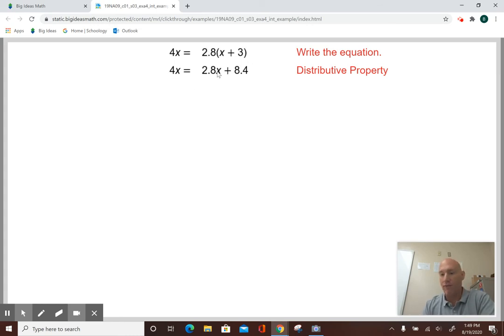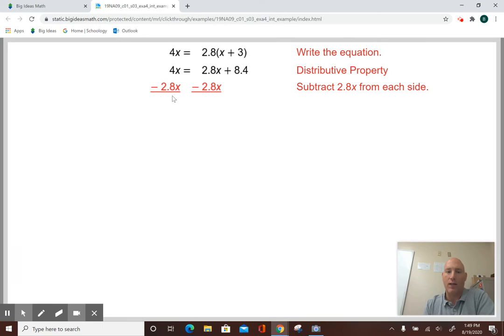We already have the variable only on one side, so we can skip that step and go to the next one. Get everything else to the other side. So we need to get rid of this 8.4. How do I get rid of plus 8.4? Subtract 8.4 from each side. Excuse me, I just made a mistake on that. I did have x's on both sides, so I need to get rid of the 2.8x. I apologize. I was kind of looking ahead. So I'm going to subtract 2.8x from each side.